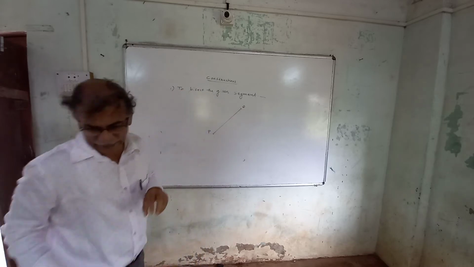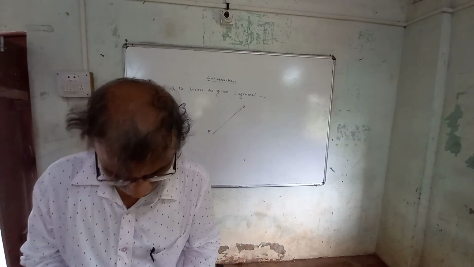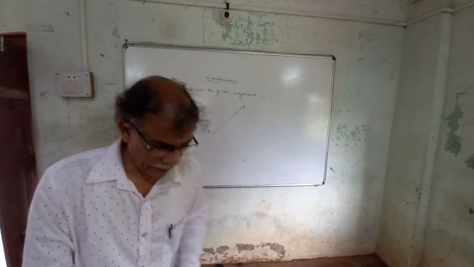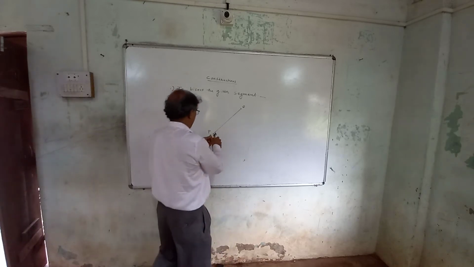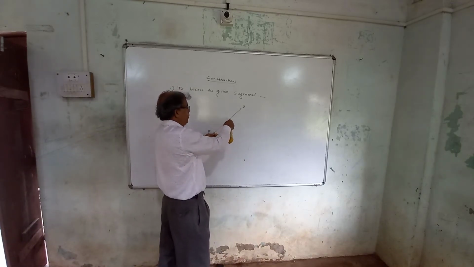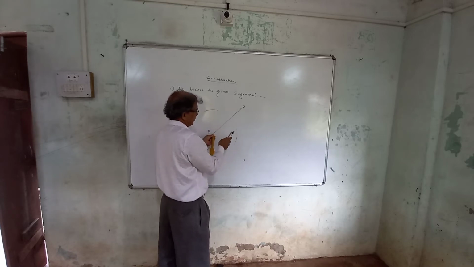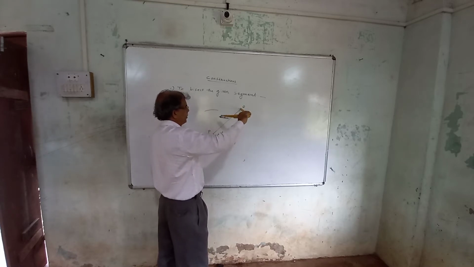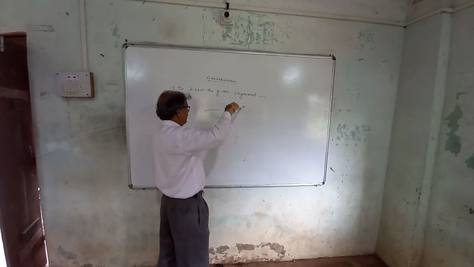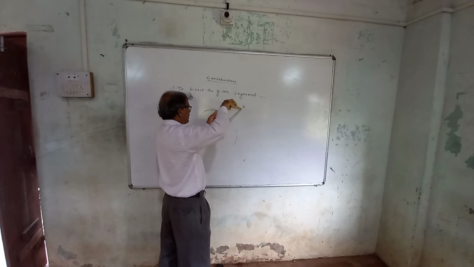Now we want to bisect this. So what we will do? Keep the compass on one end point P, pencil towards Q, distance more than half, draw the arc. Now what we will do? Keep the compass on Q, pencil towards P, draw the arc which intersects both your initial arcs.